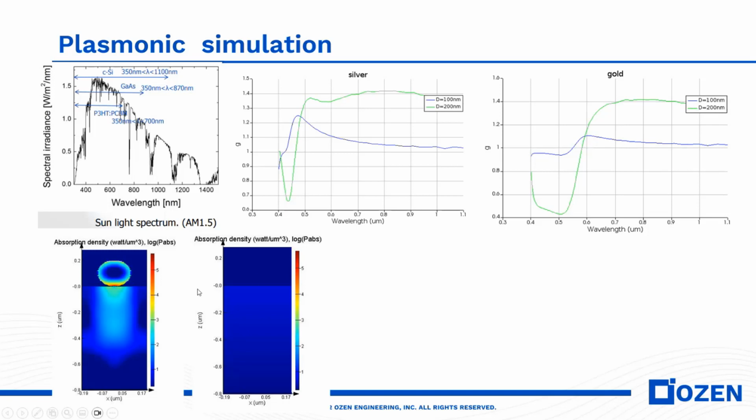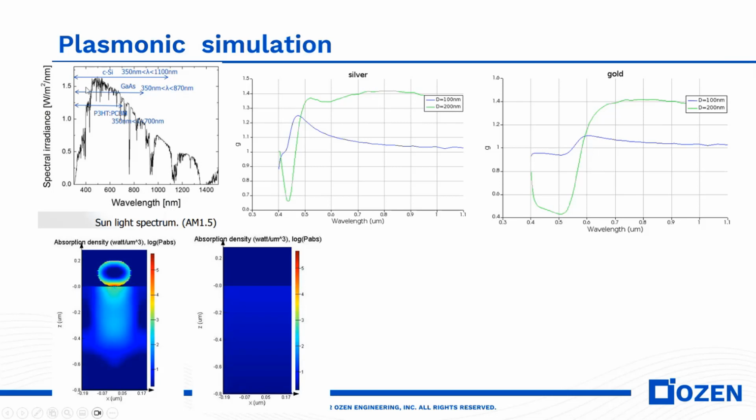You can see, and this is the field distribution for the nanoparticle in the photonic crystal, in the periodic structure, and this profile shows the field distribution without a nanoparticle. You see that because of the plasmonic effect, we have a good enhancement of light here that improves our solar cell efficiency. This is for gold and this is for silver.